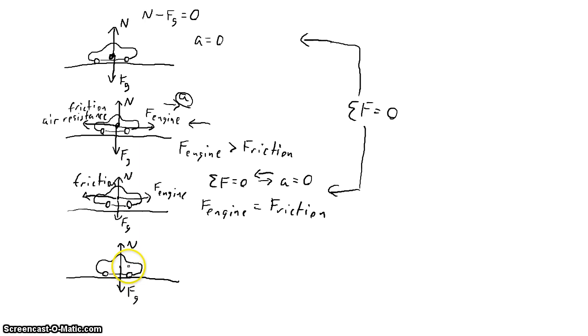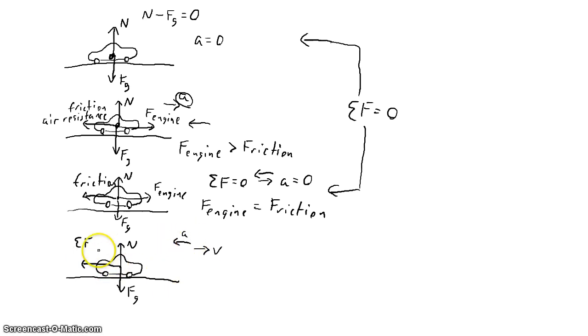Now if we're talking about a car coming to a stop, that means that we know for certain that the net force is in the opposite direction. We know this because only when an object has an acceleration in the opposite direction as its current velocity will it start to slow down. So if the car is moving to the right, in order to slow down, it must accelerate to the left.